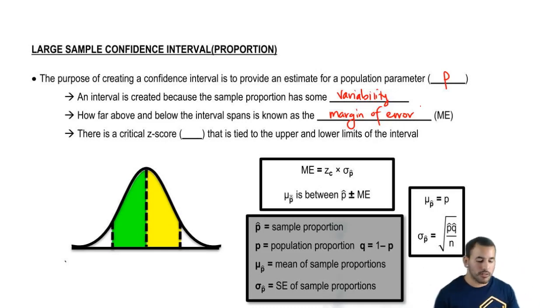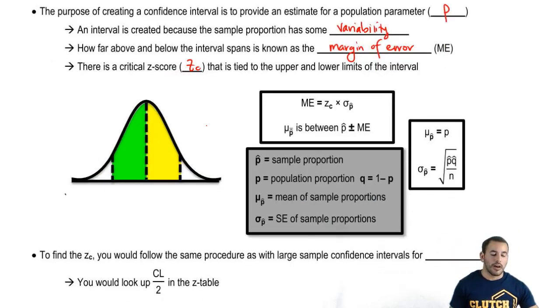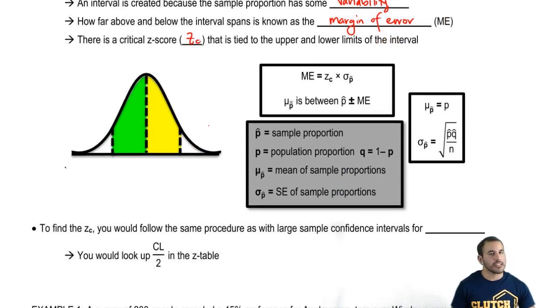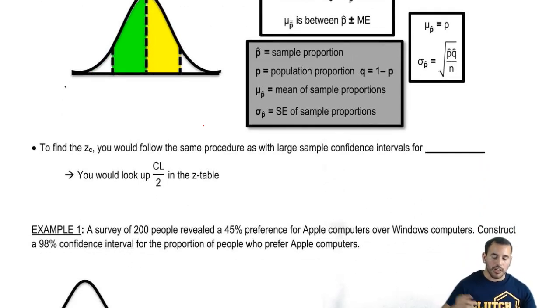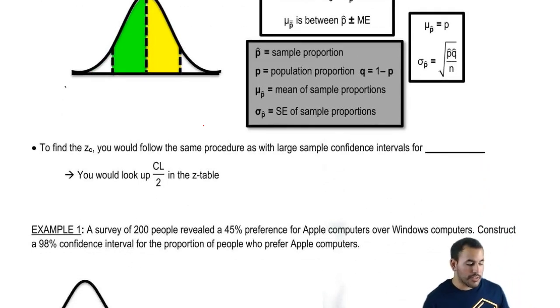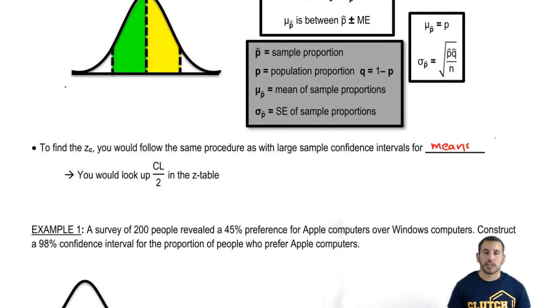There's a critical z-score, z_c, that's tied to the upper and lower limits of this interval. It's going to be our job to find it, the same exact way as we found it before. So why not, let's just get to that point. To find the z-critical, you follow the same procedure that you did with large sample confidence intervals for means. You just look up the confidence level over 2, and you're good to go.